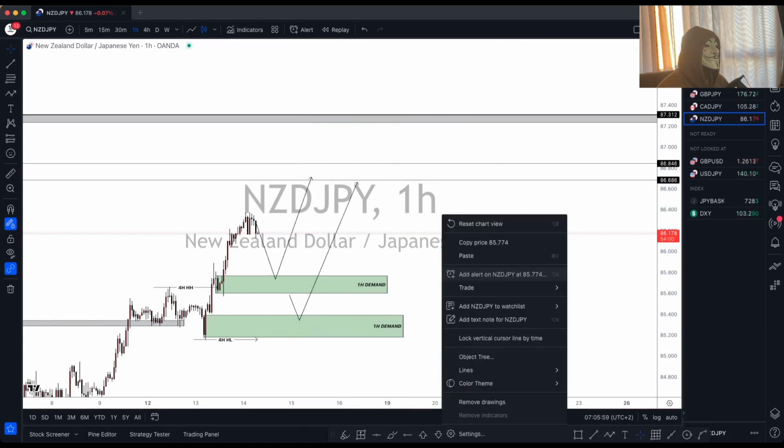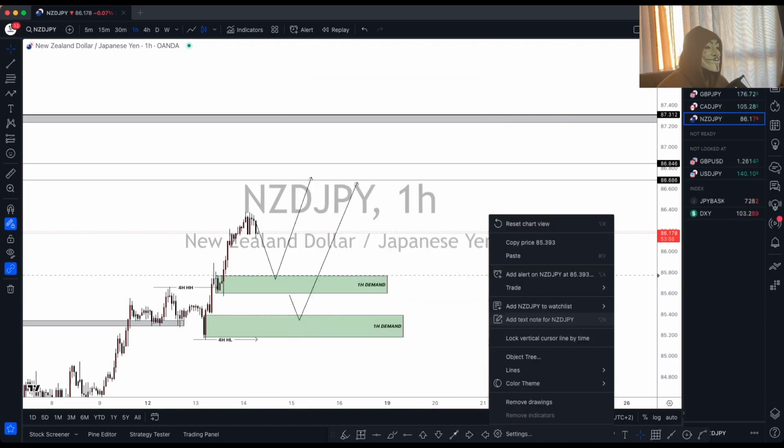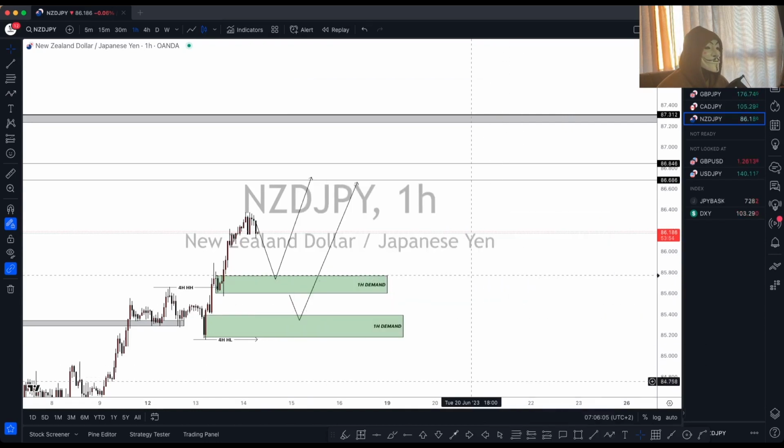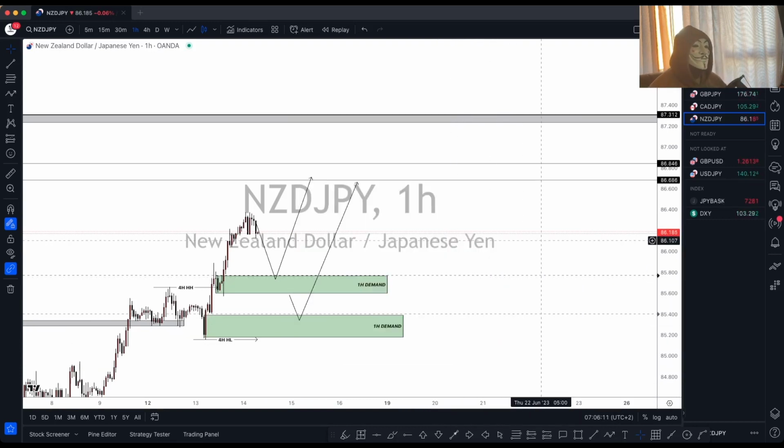And I'll just be putting in my alerts so that if it so happens that we do find an entry there, then I will be looking for price rejection wherever I'm at. I'll have my phone to look at the price and how it is reacting to the level there.